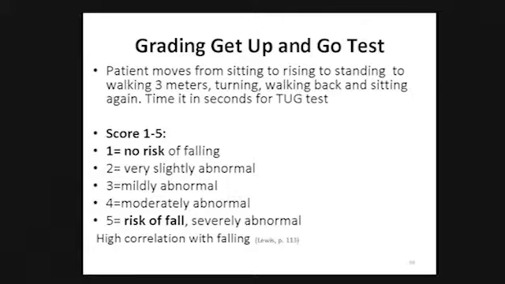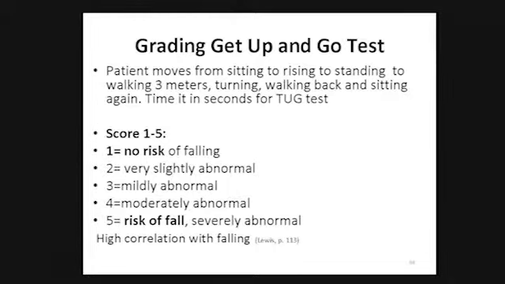Now the way they used to do it, just get up and go. You scored from 1 to 5. 1, you didn't think they had any risk of falling. 2, very slightly abnormal. 3, mildly abnormal. 4, moderately abnormal. What the heck is that? What's the difference between very slight and mild? Come on, this is ridiculous. And then they went to say there was a high correlation with falling if they had a 5.